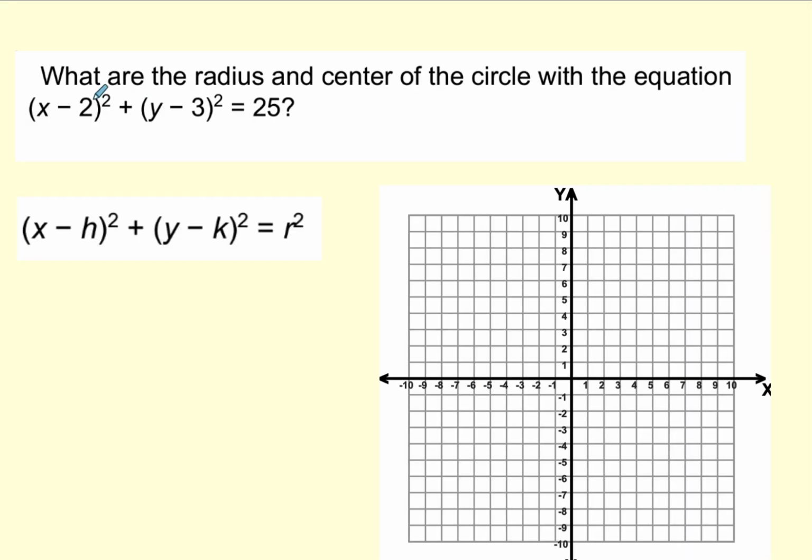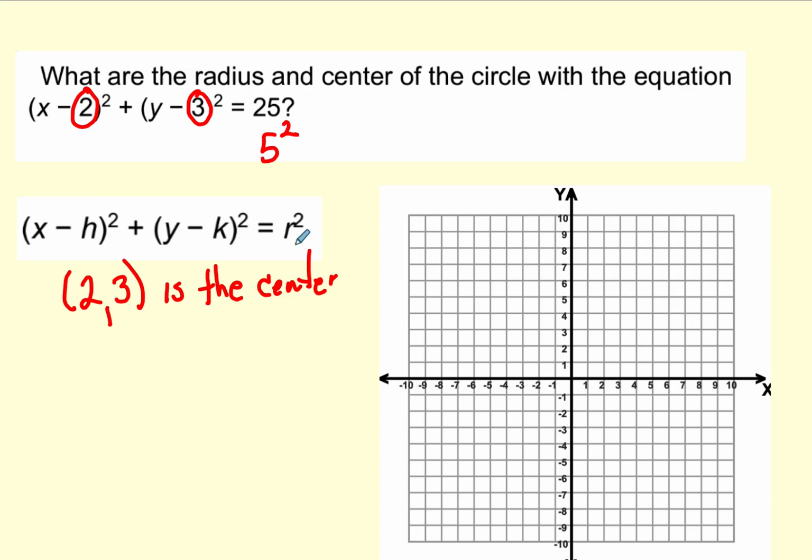All right, let's take a look at this expression here and see if we can find the radius and center of the circle. Okay, so here's the standard form. These were where the 2 points were being subtracted. So one of the points must have been the number 2, and the other number being subtracted must have been 3. So (2, 3) is the center. Now 25 is really 5 squared, so r is equal to 5.